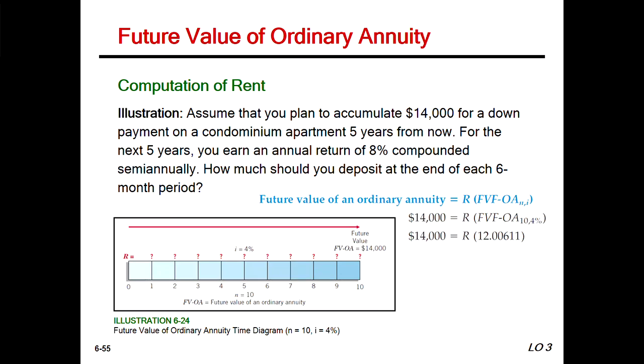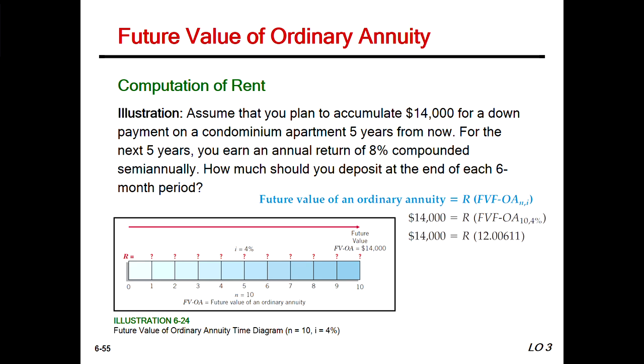Now we have an example of how to figure out how much our payment should be if we want to accumulate a certain amount. So, computation of rent here, we've got an example. Assume that you plan to accumulate $14,000 for a down payment on a condo 5 years from now. So this is a practical application. You want to buy a house.